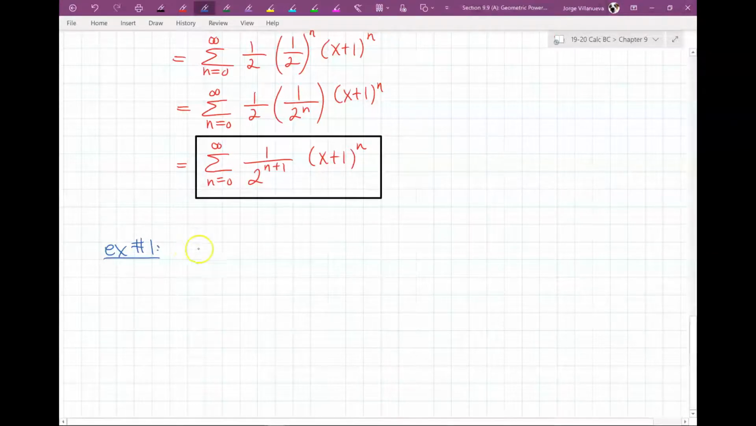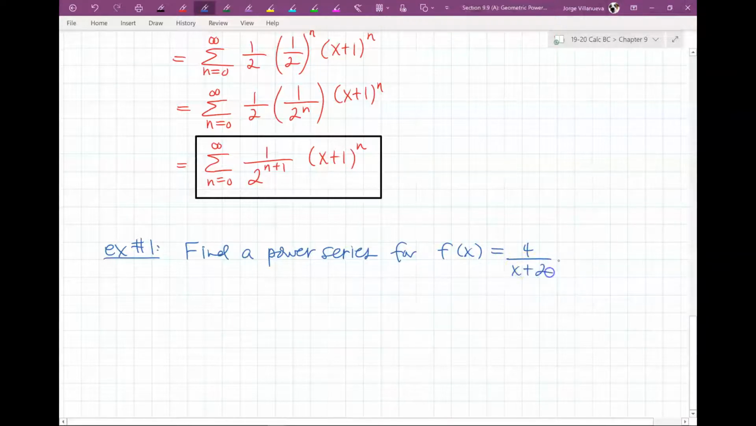So let's find a power series for f of x equal to 4 over x plus 2, centered at 0. So we'll start off a little bit on the easier side. Centered at 0. Now, you'll notice they don't say to write a geometric power series. Okay, they don't tell us that.